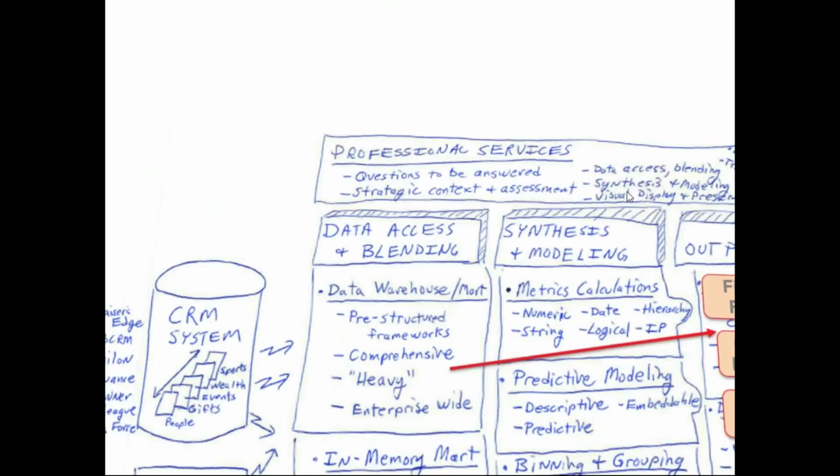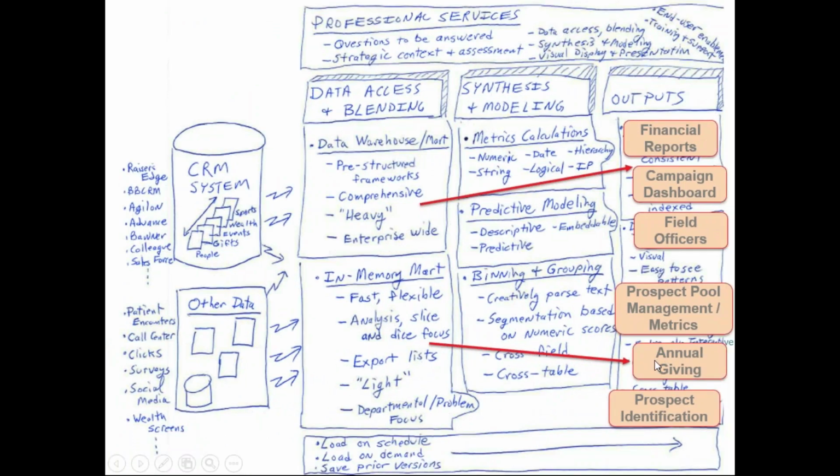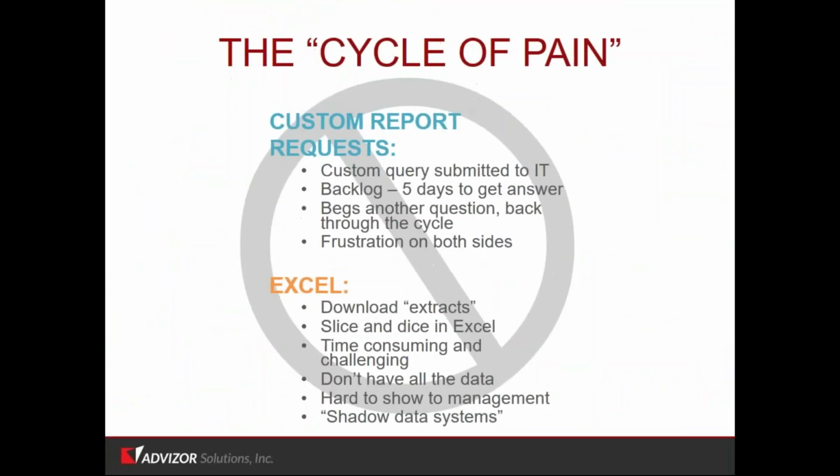You are trying to slice an annual fund report or dashboard to get a list to call, and you can't, because the report was pre-structured in one way and you're exploring it another way. So somebody submits the request to IT to get the new report or the new query. It's a backlog. It takes 5 days to get the answer. It's not exactly what you expected, so you go back through the cycle again, and everybody gets frustrated. We see this all the time.